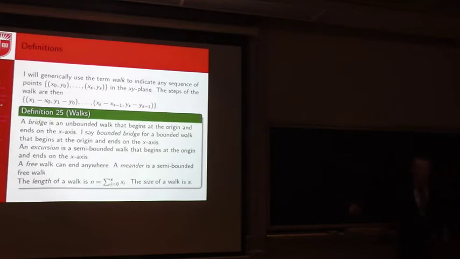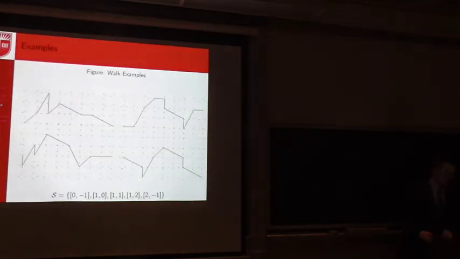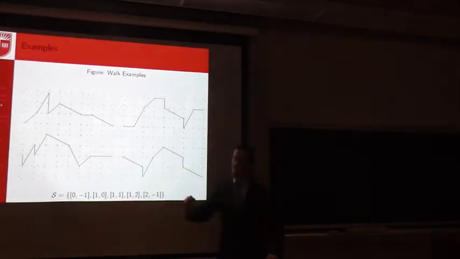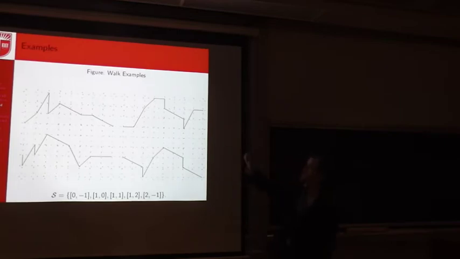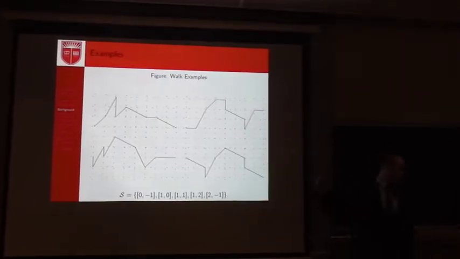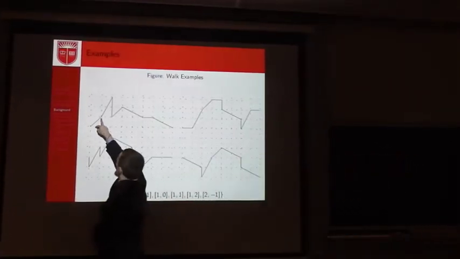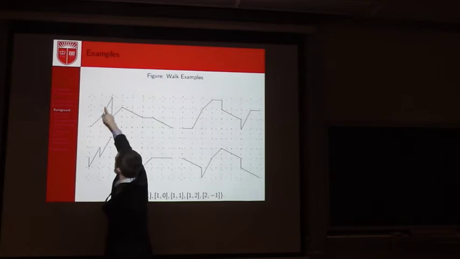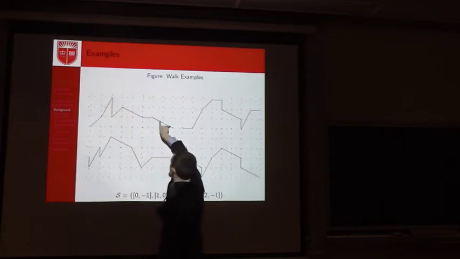Key points from here: the length of a walk is the sum of the x values of the steps, and the size of a walk is s. Semi-bounded means on one side. Here are some walks, assuming these all start at 0, 0. This would be considered an excursion of length 8, and this has size 8, because there are the steps 0, negative 1, and 1, 2, 3, 4, 5, 6, 7, 8.